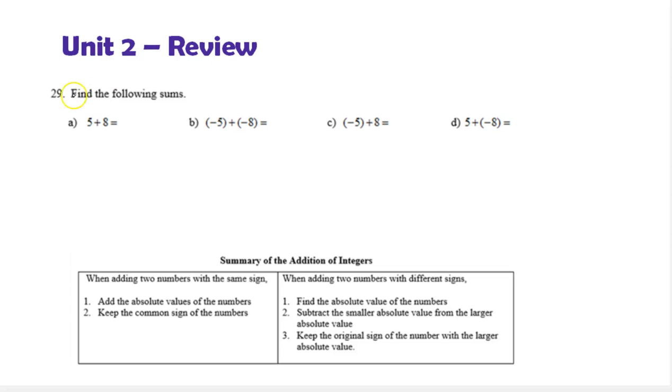Unit 2 Review, Question 29. Find the following sums. Below there's a summary of how we add integers, but here we're just going to follow that process, and you could refer to this if you'd like.